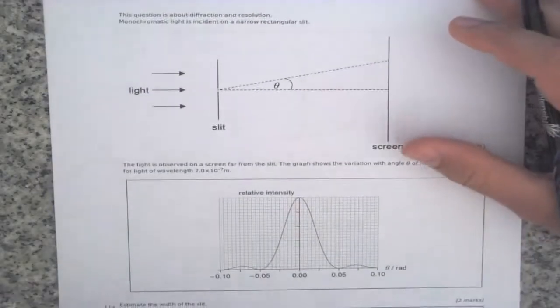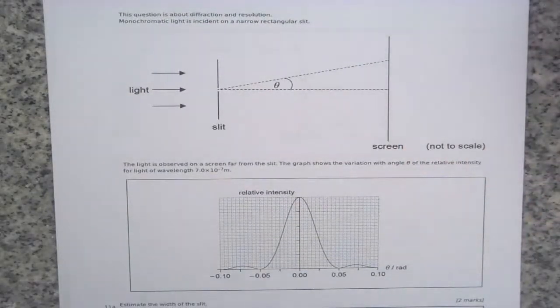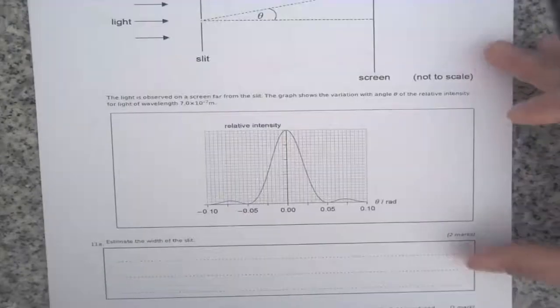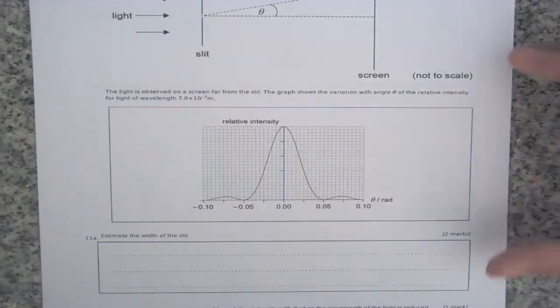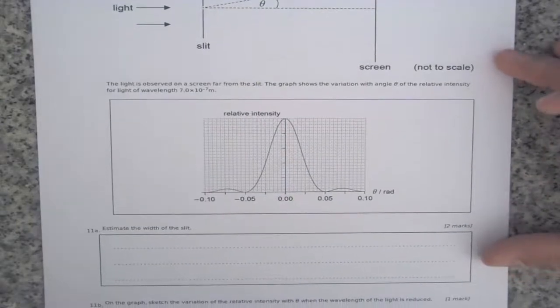Now the next question is about diffraction and resolution. Monochromatic light is incident on a narrow rectangular slit, as you can see here from the graph. The light is observed on a screen far from the slit. The graph shows the variation with angle theta of the relative intensity for light of wavelength 7 times 10 to the power of negative 7 meters. Estimate the width of the slit.